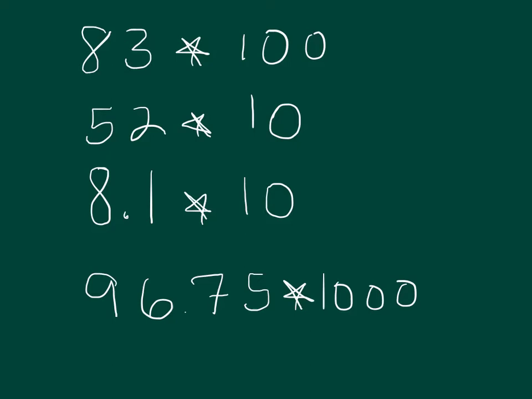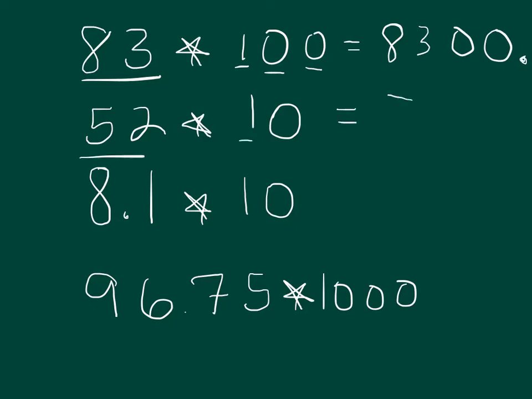So for this first problem here, 83 times 100, you know that it's going to be 1 times 83, so that's 83, and then you just add 2 zeros. There are no decimals in my answer, so my decimal is going to stay at the end of my number. Same thing here. 1 times 52 is 52. I add 1 zero. No decimals. I keep the decimal at the end of my answer.